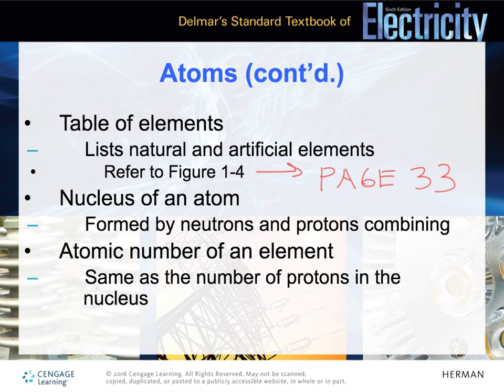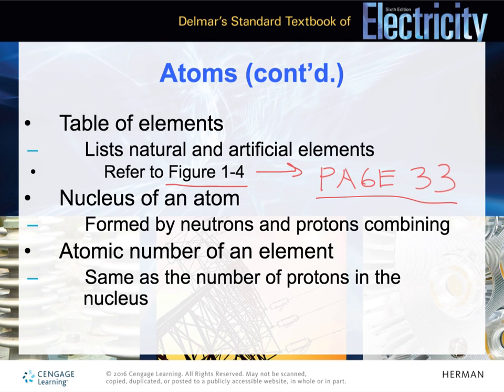So let's take a closer look at some atoms. We have a table of elements that's located in your standard textbook of electricity on page 33. So turn to that now and let's look at figure 1-4. When you're looking at figure 1-4, you'll see a table. In the table, you'll see columns. The first column is the atomic number. The atomic number of each atom tells you how many protons are located in the nucleus.